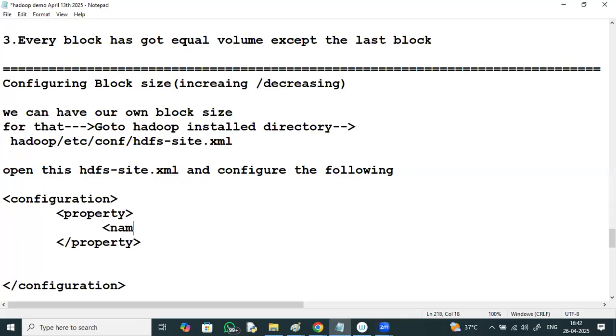Property, yes. Name and slash name. Name will be right. For example, dfs.block.size. This is the name of the property.